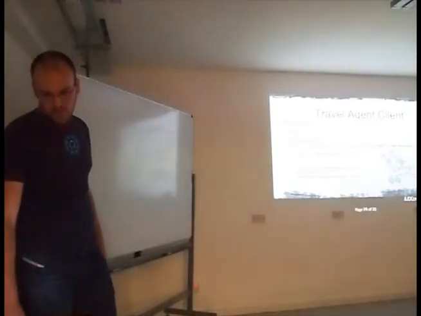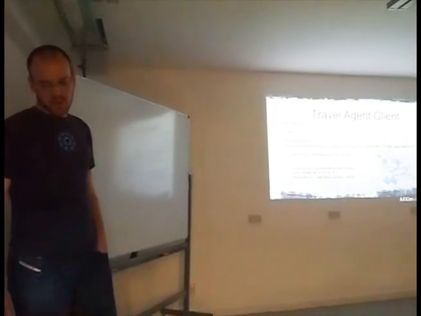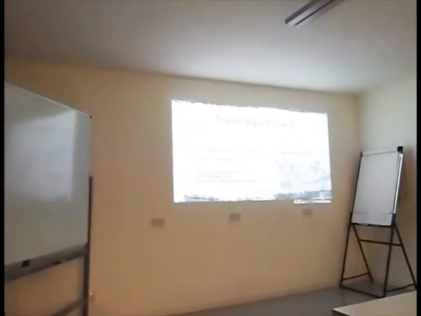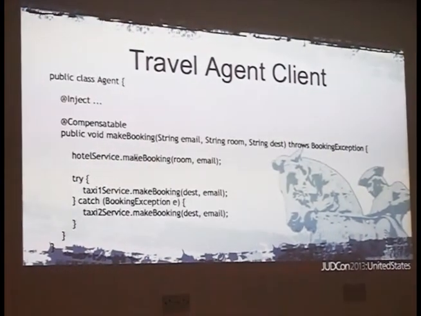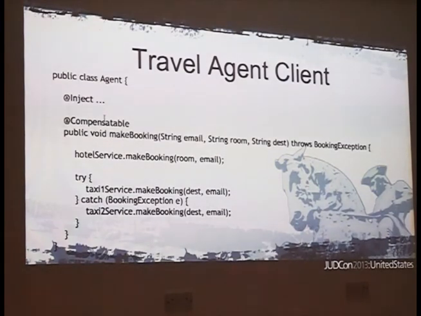So the code is very similar to the previous example. I'm just going to show you the client side. This is the thing that's invoking the services, like the travel agent. Again, we've got this compensatable annotation, which says I want to invoke this method within a compensation-based transaction. We invoke the hotel service, make the booking. Now if that fails and throws a runtime exception, then the compensation-based transaction will be cancelled. Nothing will be compensated because that one failed and there's nothing to compensate. And then we're back to square one with nothing changed.